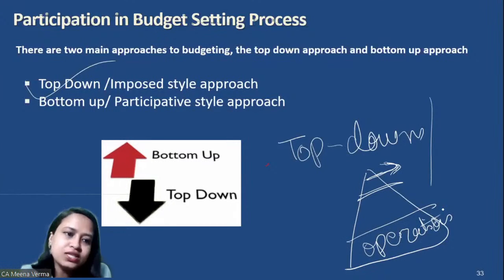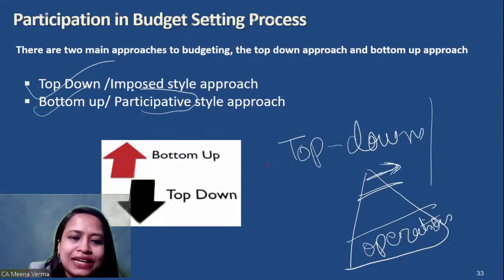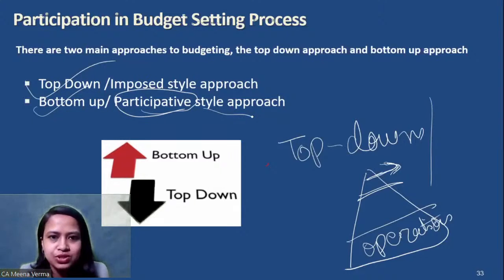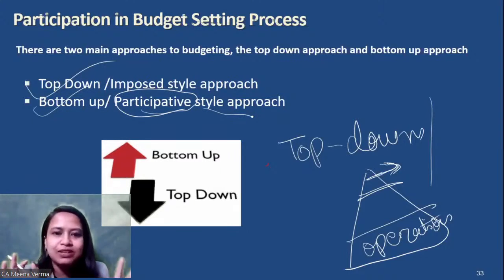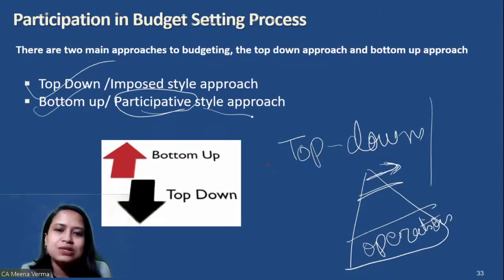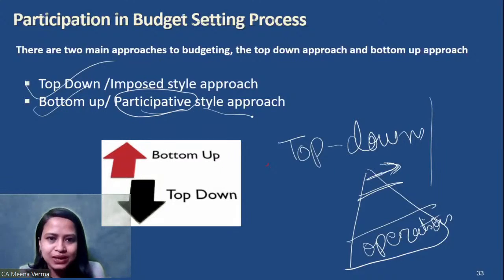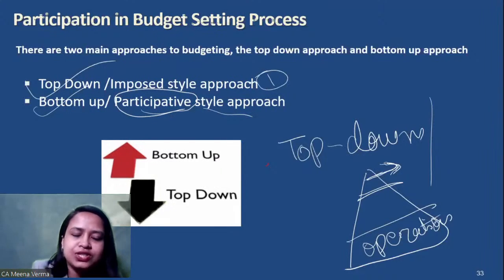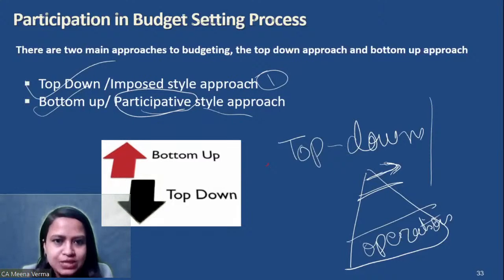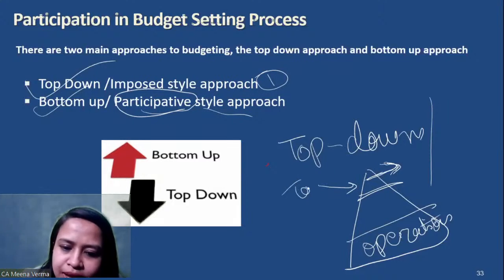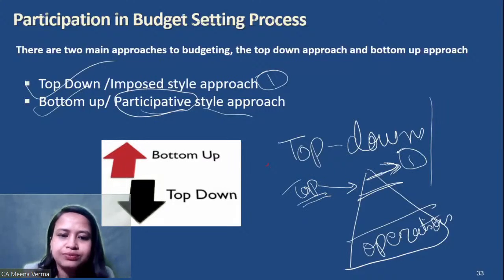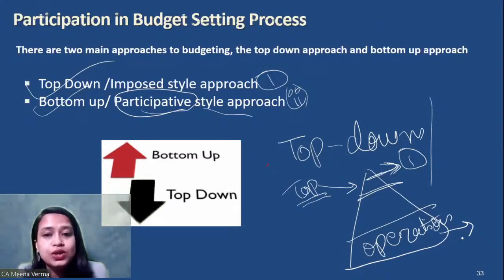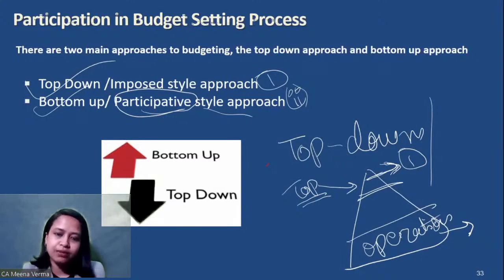While what is the bottom-up approach? Participative style approach. Write the meaning of the bottom-up approach: it is a participative style approach. From the name, it is clear that everyone is participating in the budget. Participative budget means everyone is participating in the budget. So the impose style approach, the top-down approach, is a budget prepared by the top level of the management. While the second budget, this participative budget, is prepared by the people who are actually working. They prepare the budget.